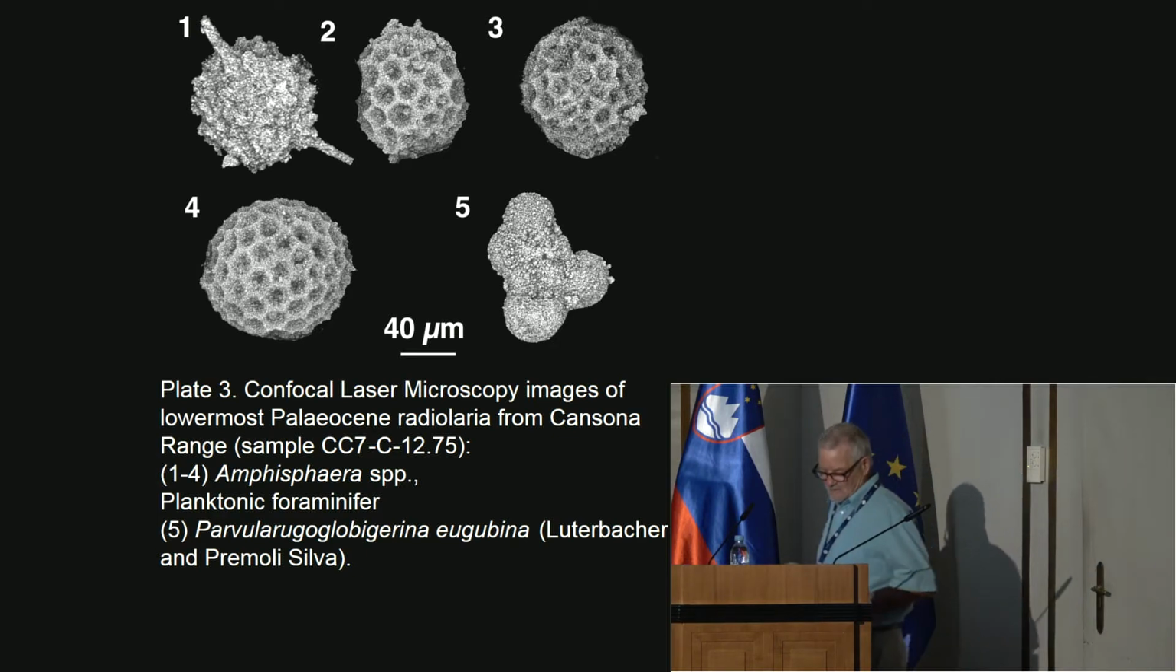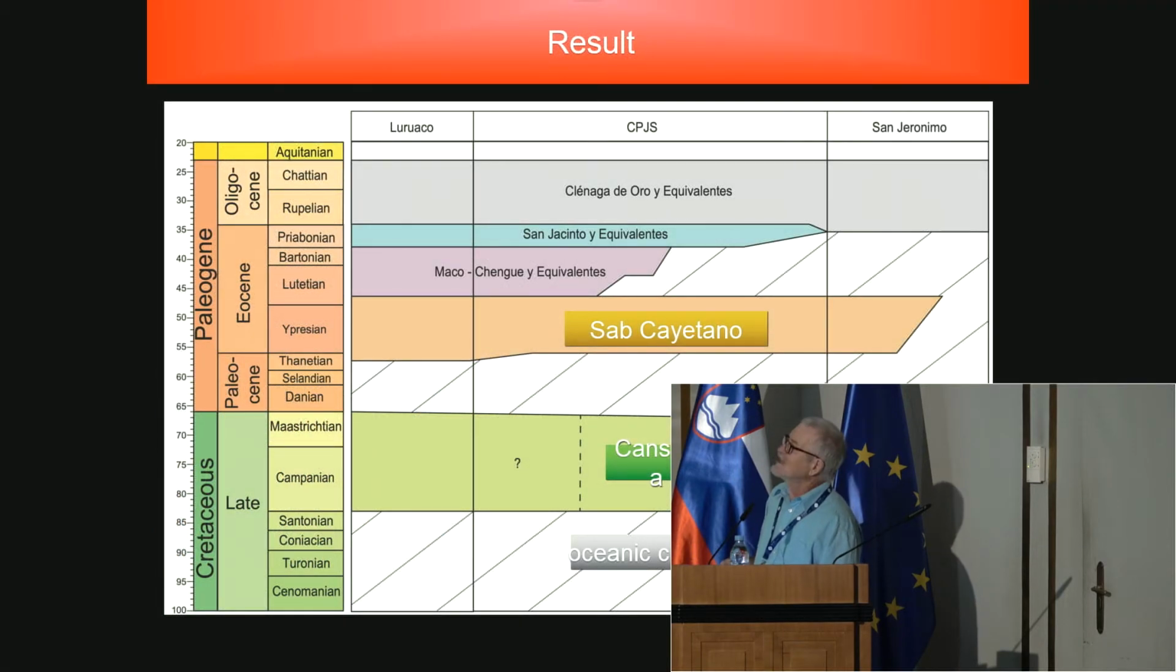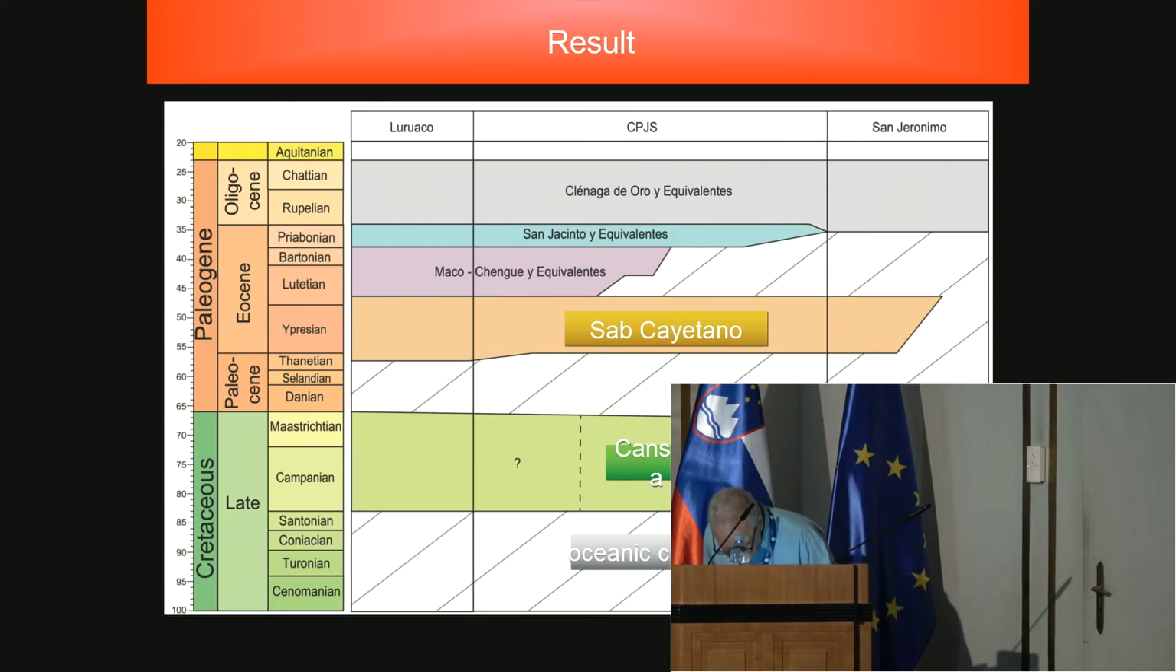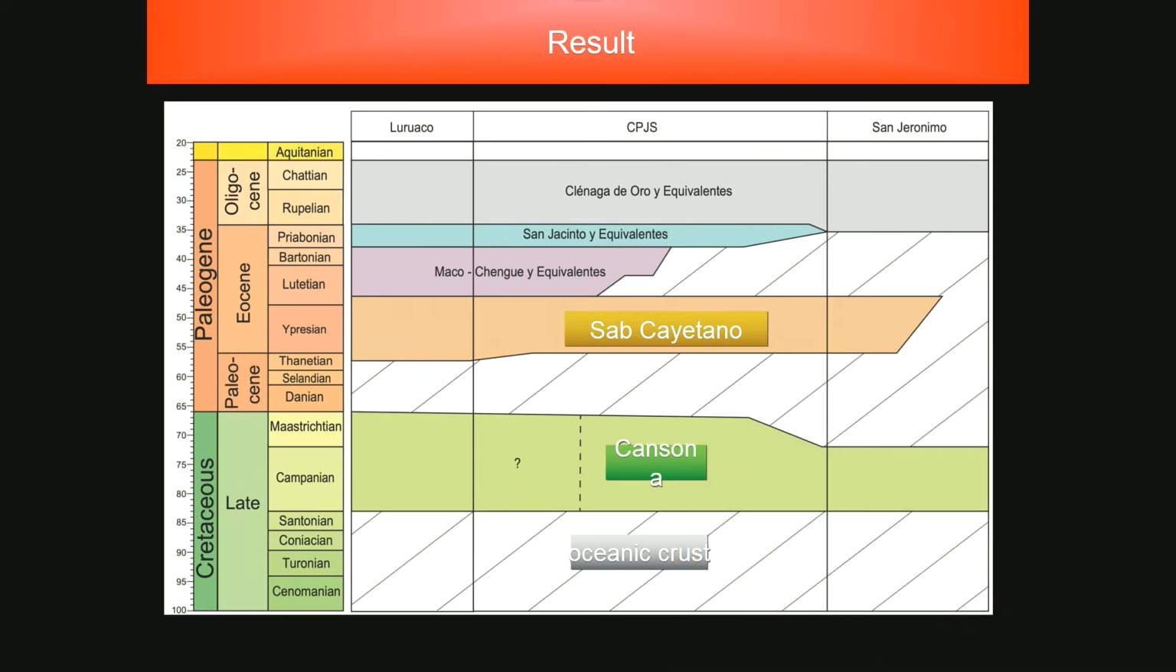And what is the idea of this? We want to discuss this mainly. First of all, we come to the conclusion that the Cansona formation... I want to come here. Okay. You see, the Cansona formation now ranges up into the lower Paleocene. There is still a hiatus, and there's actually conglomerates here, so there's clearly a transgression here. But the Cansona formation includes the KT boundary.